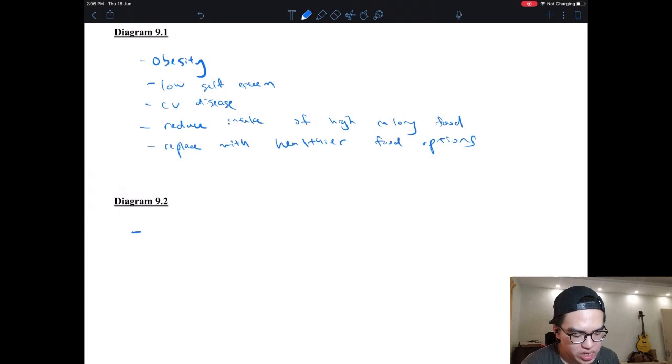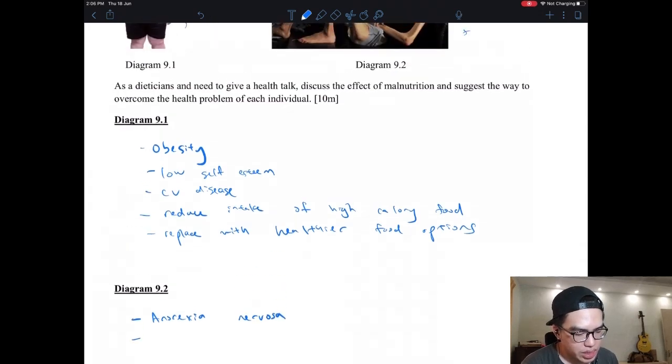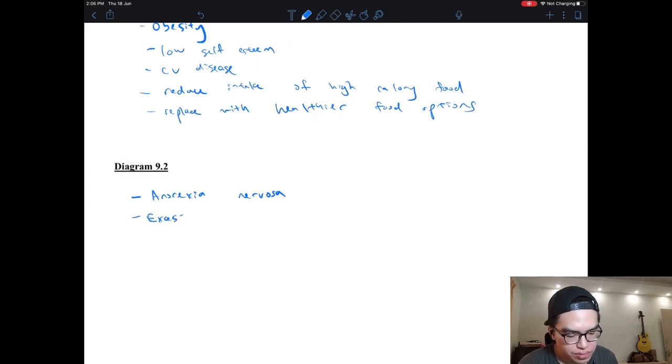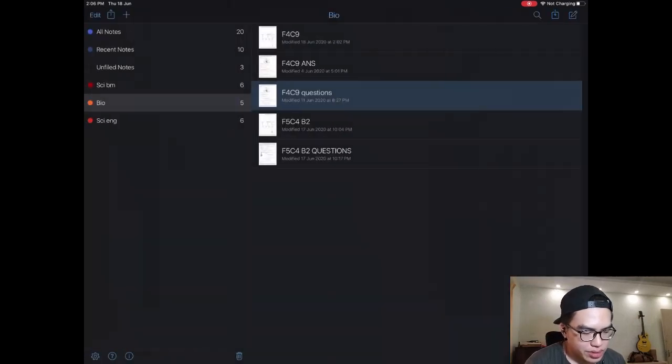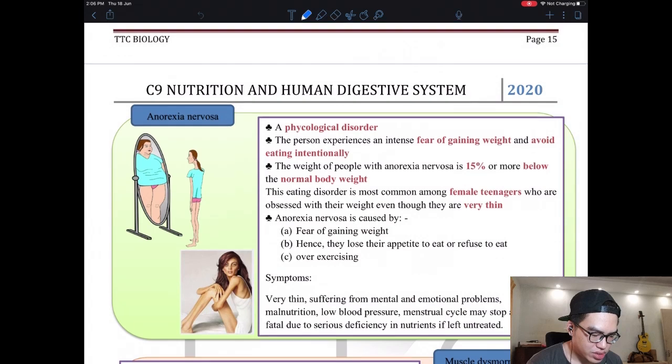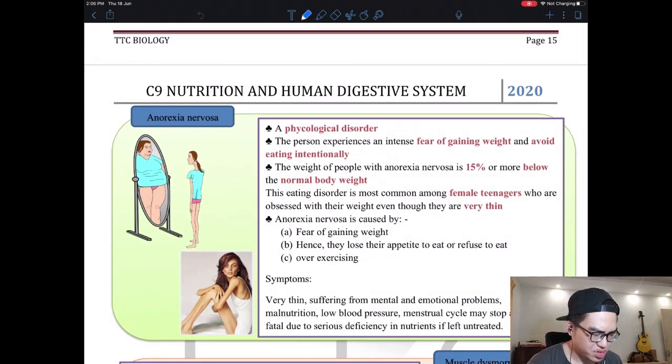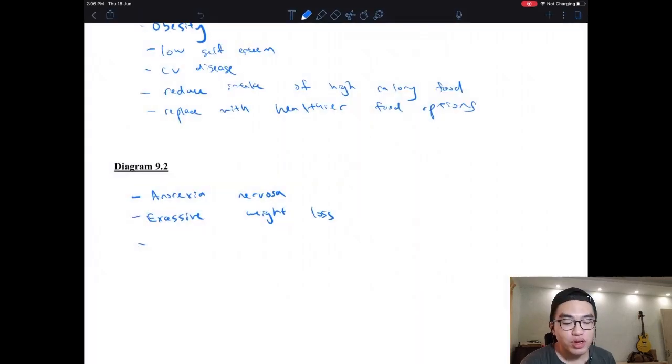So diagram 9.2, this is anorexia nervosa. What is the effect? Excessive weight loss. What else can anorexia cause? Let's see what the points are here. Basically emotional problems, you can get it. Oh yeah, even the menstrual cycle, you can affect your menstrual cycle. It even affects your hormones, because if you don't eat fats, your hormones are going to be all over the place. You will affect your mood. So you can say abnormal body functions, so many: your menstrual cycle, your hormones and everything.